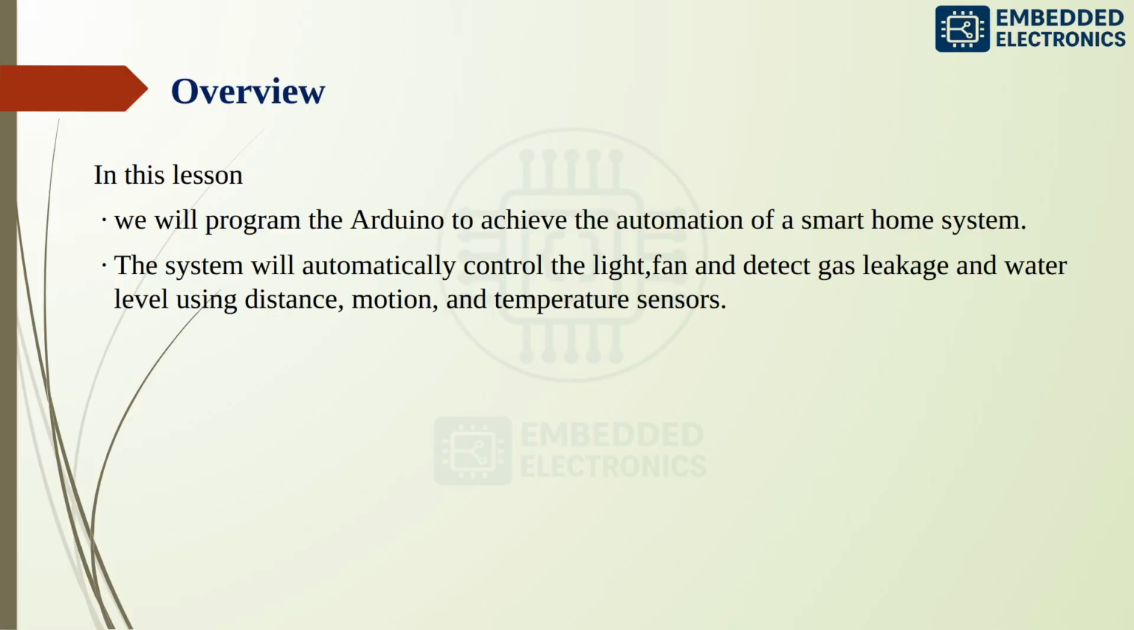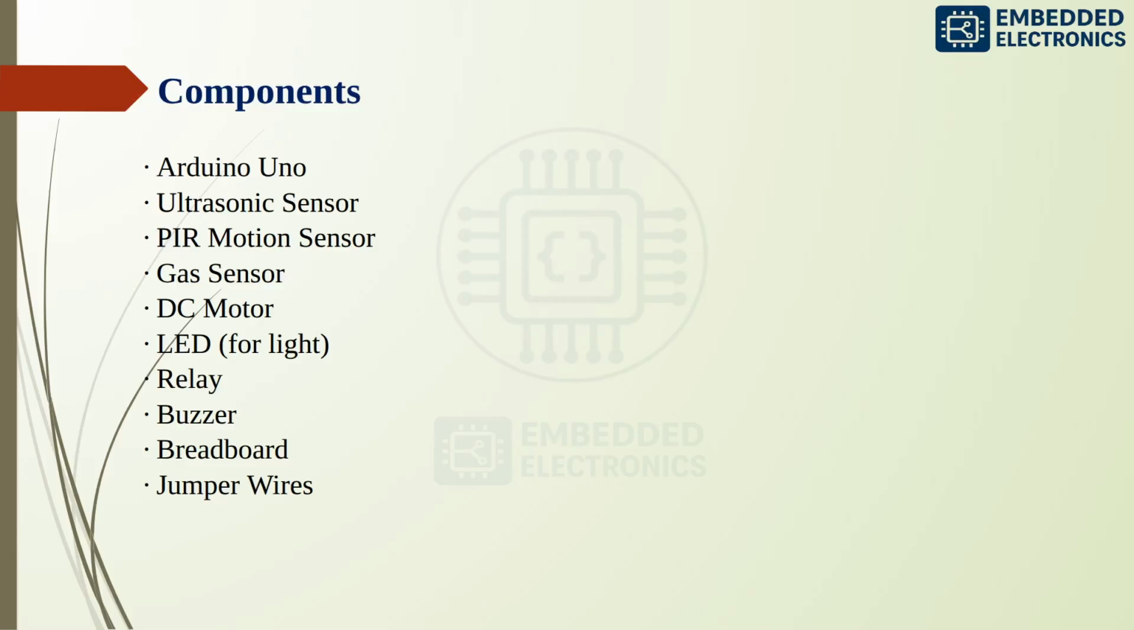Overview: in this lesson we will program the Arduino to achieve the automation of a smart home system. The system will automatically control the light, fan and detect gas leakage and water level using distance, motion and temperature sensors. The required components are Arduino Uno, ultrasonic sensor, PIR motion sensor, gas sensor, DC motor, LED, relay, buzzer, breadboard and jumper wires.